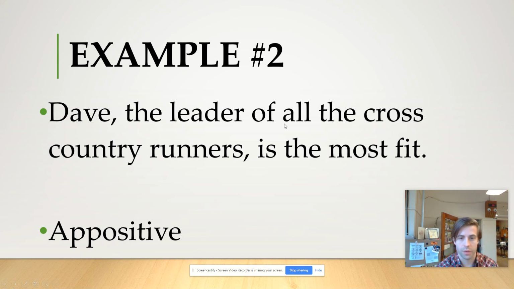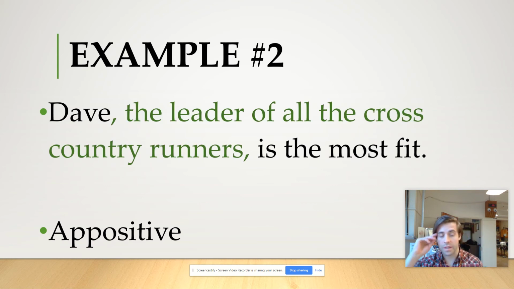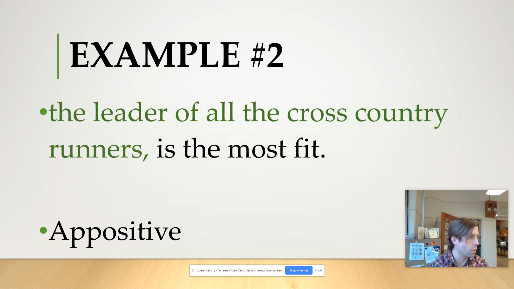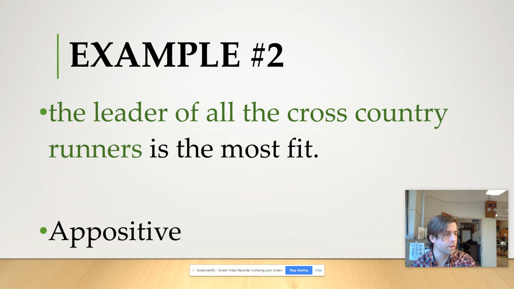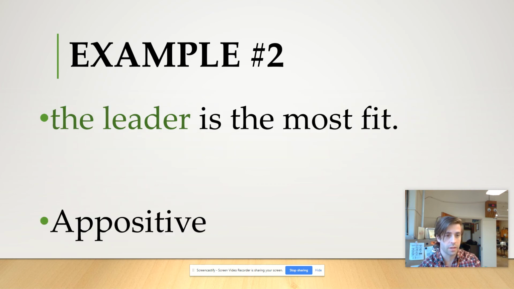Dave, the leader of all the cross-country runners, is the most fit. This is an example of another type of non-essential phrase, but this is more specific. This right here is an appositive phrase, just meaning a phrase that renames who Dave is. Who is Dave? Dave is the leader of all the cross-country runners. So in reality, I could either cut out Dave or cut out this other phrase. So it looks like that. The leader of all the cross-country runners is the most fit. Again, I've got to cut out these prepositional phrases. Our simplified sentence is: the leader is the most fit.